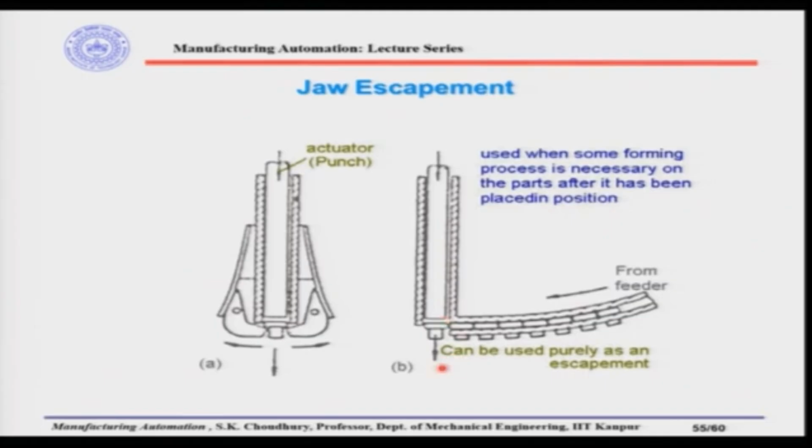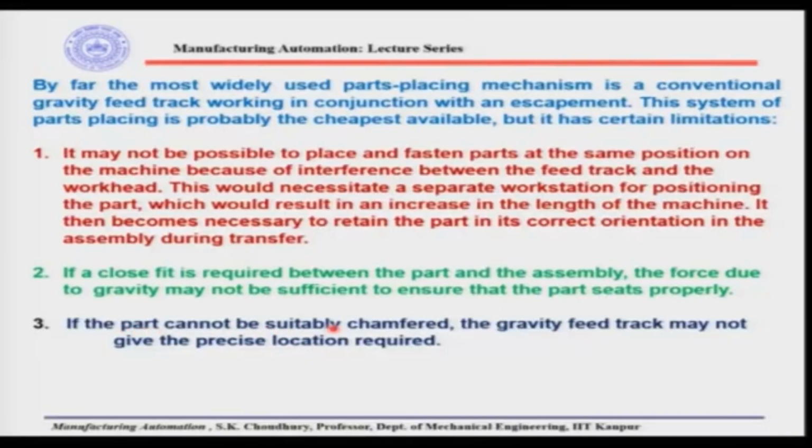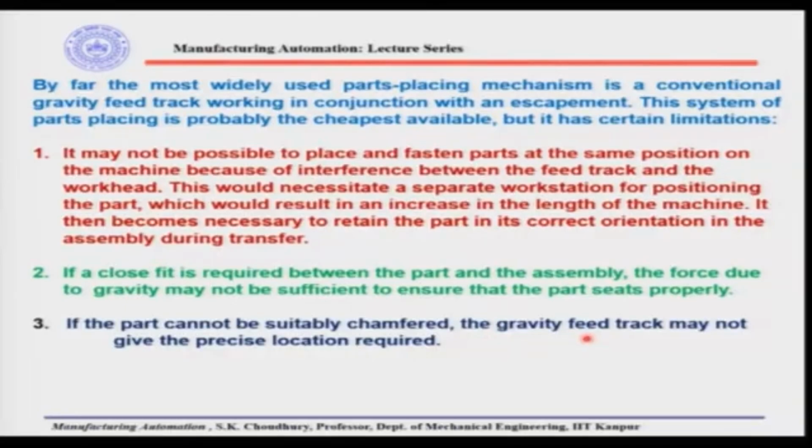Otherwise, what may also happen is that the part may be misplaced, wrongly positioned. That is another thing which can make a faulty assembly. For example, if a part cannot be suitably chamfered, the gravity feed track may not give the precise location required. If they are chamfered, that is fine, but not all parts can be chamfered, and in that case the gravity feed track alone cannot actually work. So, there has to be some kind of part placing mechanism.